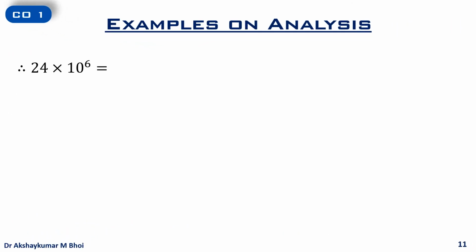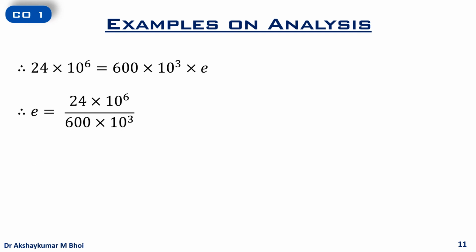Therefore, putting the values of the moments and the prestressing force, we get 24 into 10 raised to 6, that is moment due to live load, equal to 600 into 10 raised to 3, which is prestressing force, into the eccentricity at midspan. And we get the eccentricity at midspan equal to 40 mm, which is the required answer.